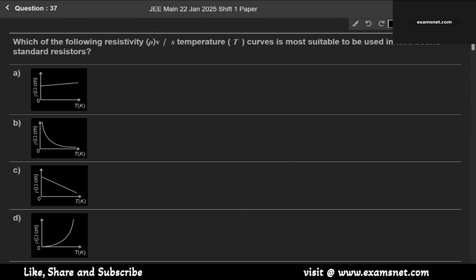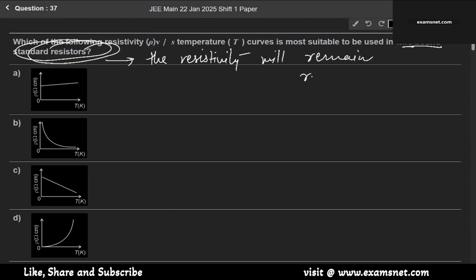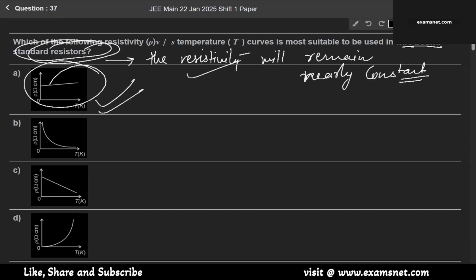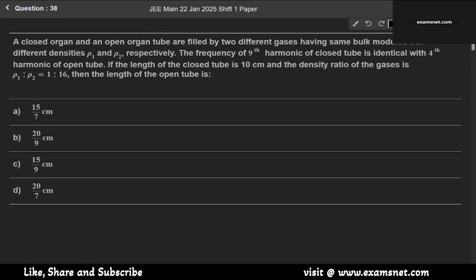Okay, so it is asking for the wire bound standard resistor. For a wire bound standard resistor, we know that the resistivity will remain nearly constant. So if the resistivity will remain nearly constant, from this the option A is the correct answer. Okay, now next question 38.